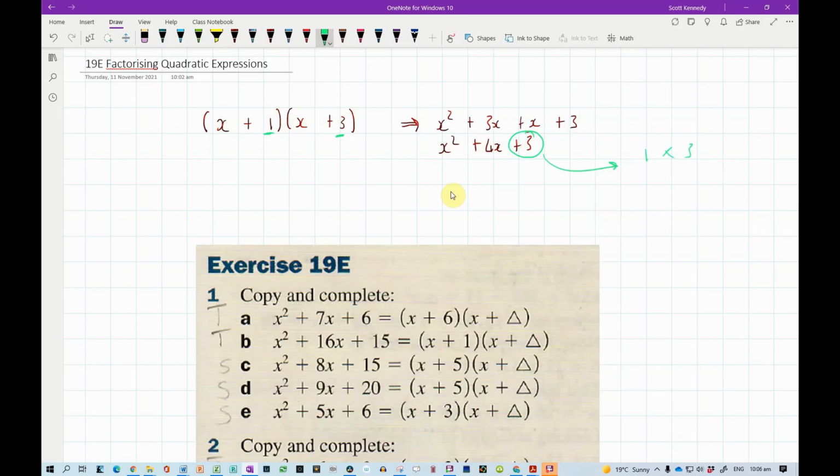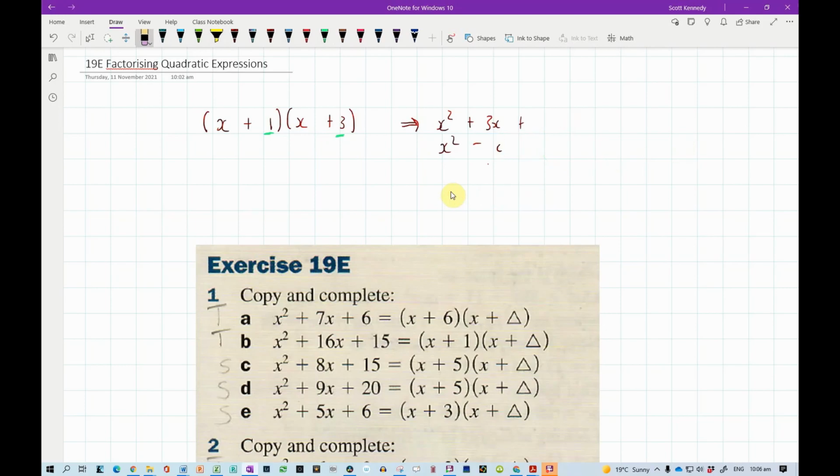1 times 3, and minus 1 times minus 3. Then you look at this number here, positive 4, and you ask, what factors of 3 add to 4? Well, in this case, it's easy. It's 1 and 3, and so we can just go (x plus 1)(x plus 3). Now, it's not always that easy, as we'll find out.